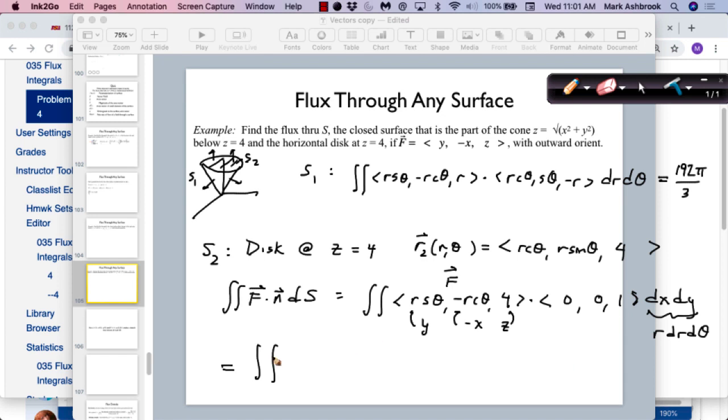All right, so then we have what, 4? So the dot product is 4, so we got 4r dr d theta. And then r is going to go from 0 to 4, and theta 0 to 2 pi. So what's this going to give us? 2r squared from 0 to 4. Is that 32? 64 pi?